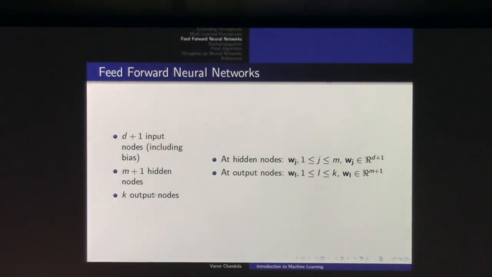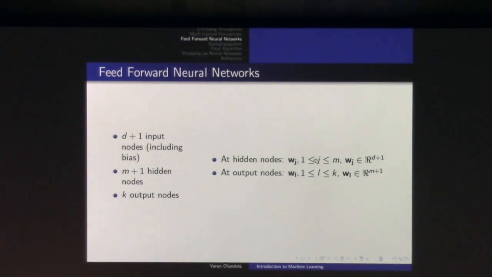And then you have k output nodes. So if you have k classes that you want to distinguish between, then you have k output nodes. So in your assignment, your k would be 10. You have 10 output nodes, right? And now at each node, you have a weight vector, all right?